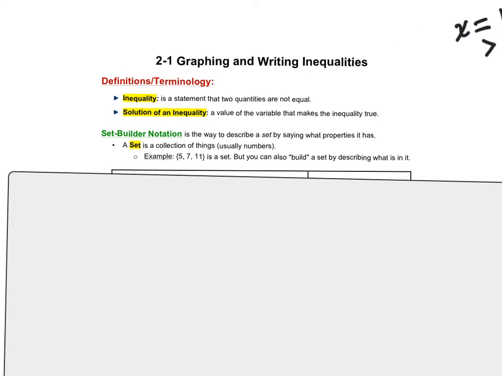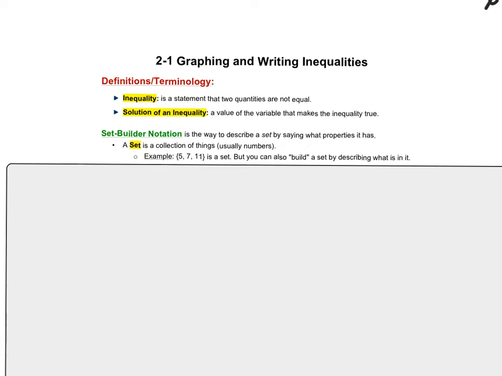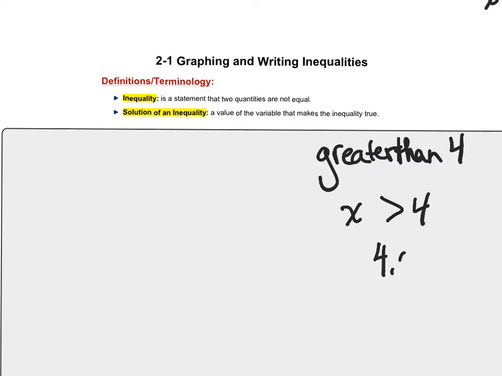The solution of an inequality is a value of the variable that makes the inequality true. For example, if I said to you, I am thinking of a number that is greater than 4, you would say the number is greater than 4, so anything bigger than 4. 4.00000001 is greater, so that is a solution of the inequality. 5, 6, anything that's really bigger than 4. The issue with this is that because there's an infinite number of quantities between 4 and 5, let's say, there's an infinite number of possibilities that the solution could be.